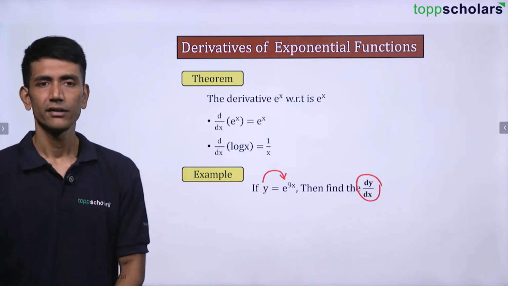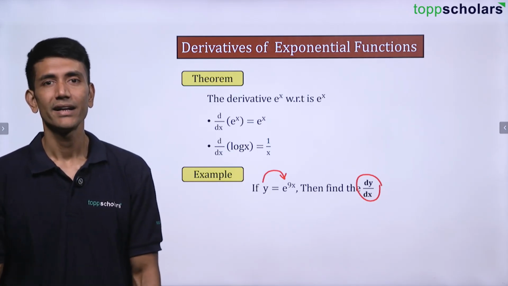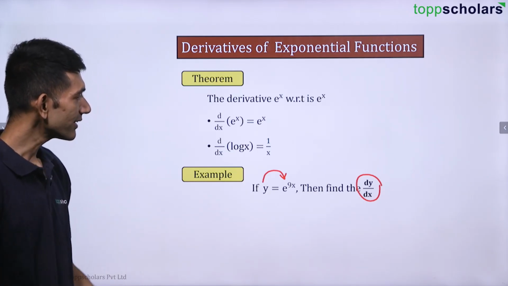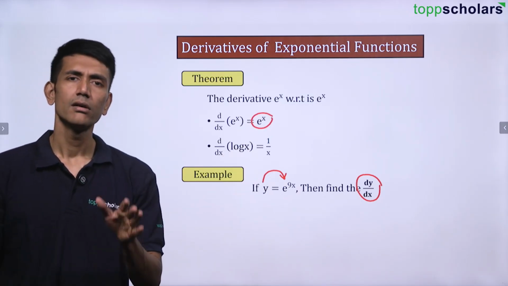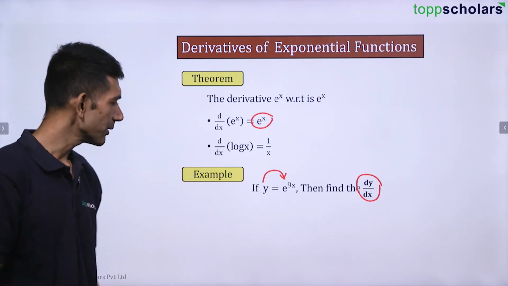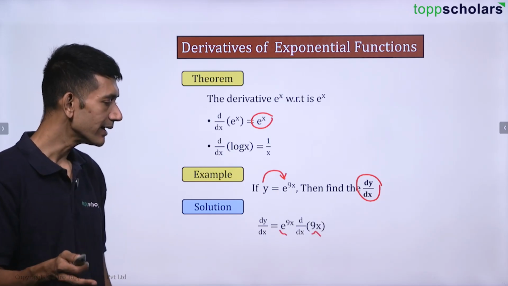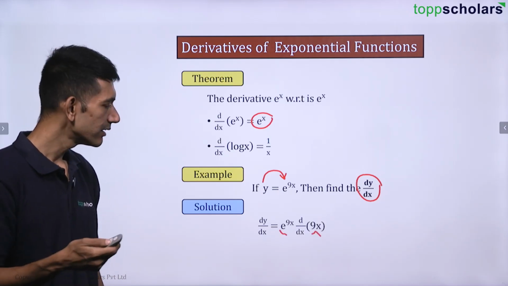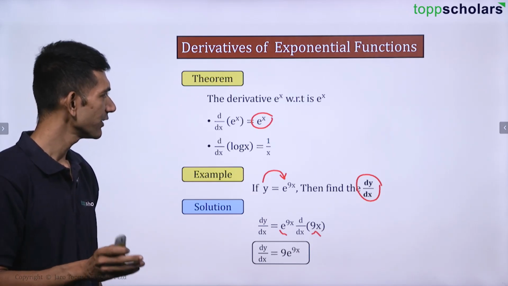dy by dx. Y is what? E raised to 9x. We are supposed to find dy by dx. Now this is exponential, right? Instead of e raised to x, you have e raised to 9x. So that will remain e raised to 9x only, but you take the derivative of 9x as well. So this becomes d by dx is equal to e raised to 9x multiplied by d by dx of 9x. That is 9. So 9 e raised to 9x. That's it. Simple. Very simple.